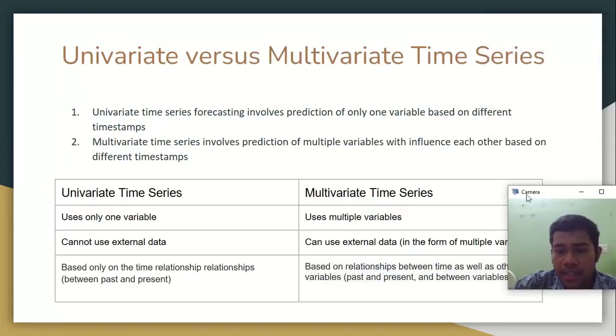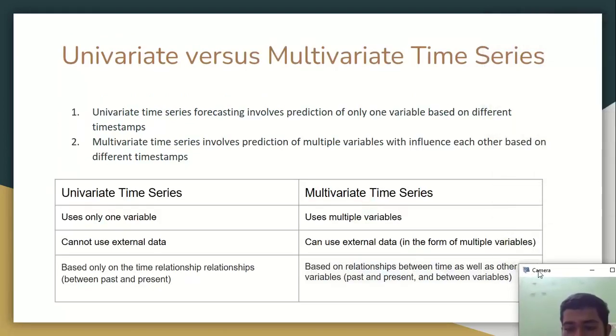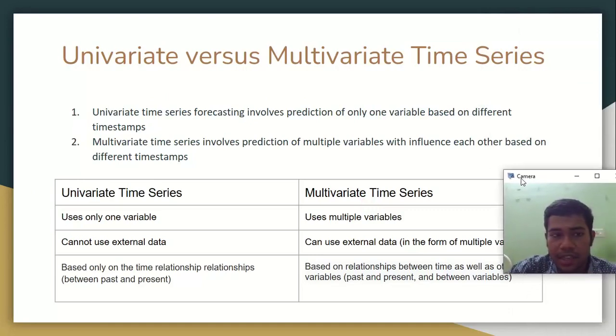So now let's understand what's the difference between univariate and multivariate time series forecasting. So in univariate time series forecasting, we only predict one variable based on different time steps, like the previous example where we only had one variable. But in multivariate time series forecasting, we basically predict the values of different variables, and each of the variables mutually influence each other in their observations.